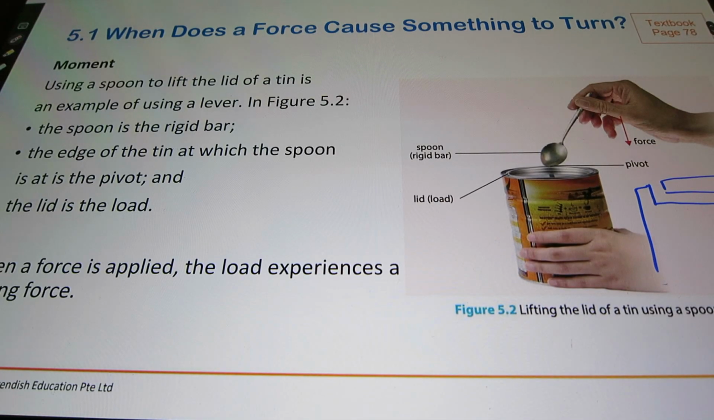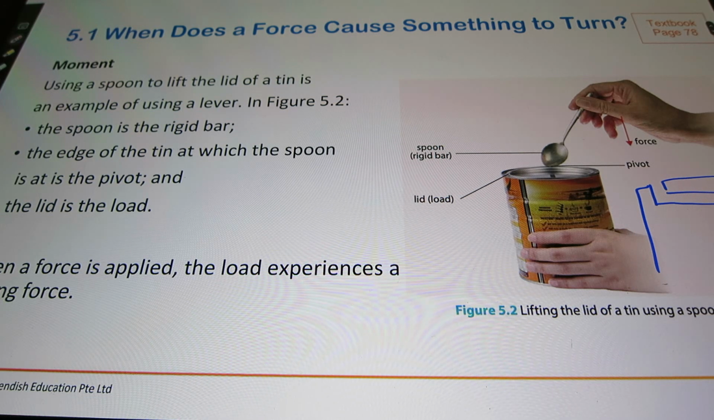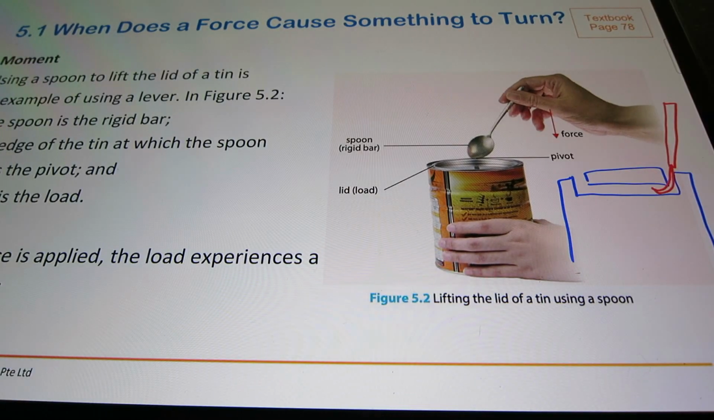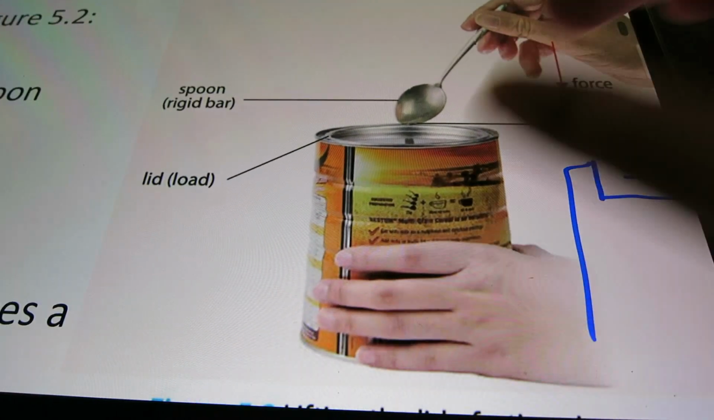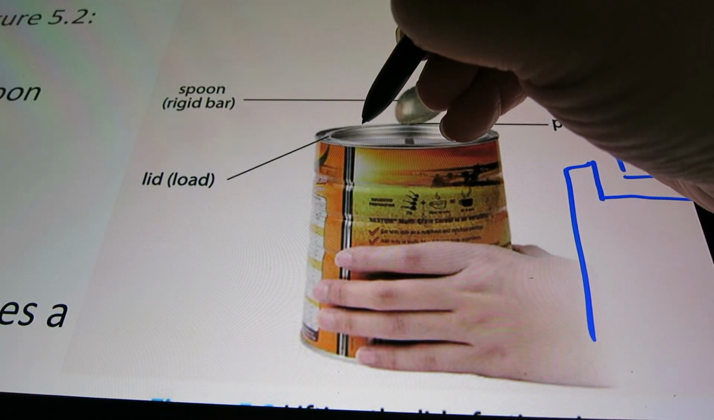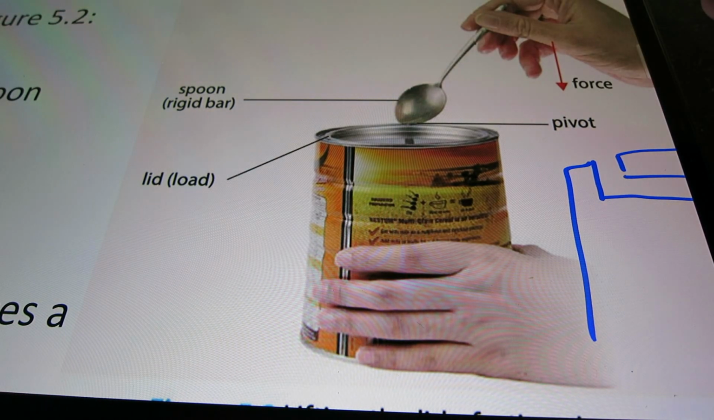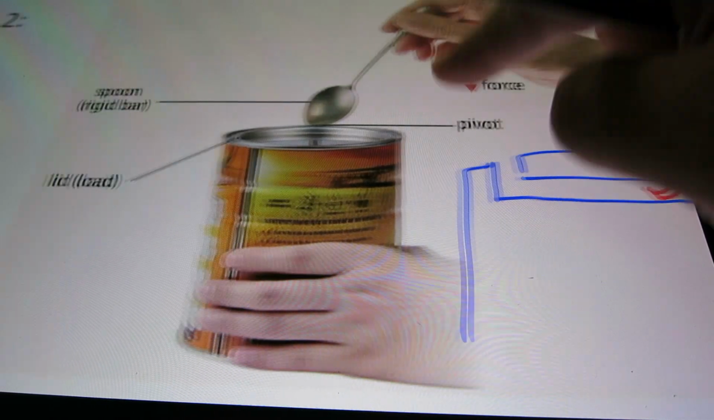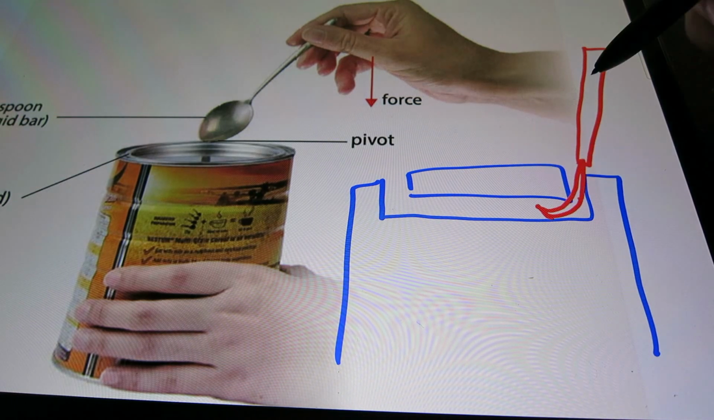Right, so why study moment? Because we need to be able to quantify how a moment is able to help us move things, or how it is able to make our life easier. Alright, so whenever you have a tin like this, if you're going to try to just use your hand to rip out the cover or the lid of the tin, it's going to be very, very difficult to do. In fact, most people use a spoon, they dig the edge of the spoon underneath the lid, and then use the spoon to force it open.